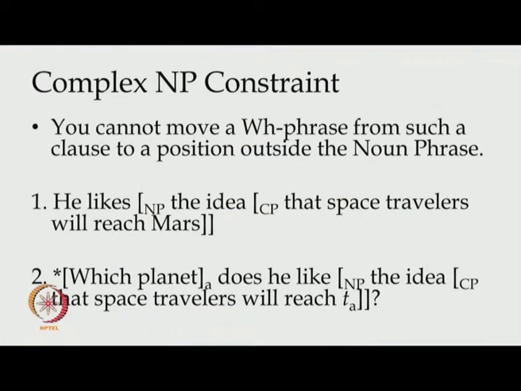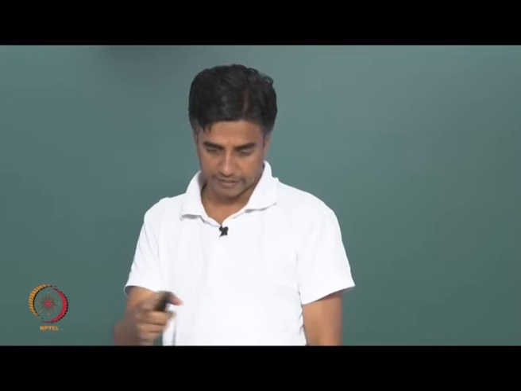Okay. Now, look at a complex NP. The example in 1 is giving you a complex NP, and the idea here is that we cannot move a WH phrase from a clause to a position outside the noun phrase, that is, from the complex NP. There is an error in presenting the constraint itself. So here is the complex NP. He likes the idea that space travelers will reach Mars.